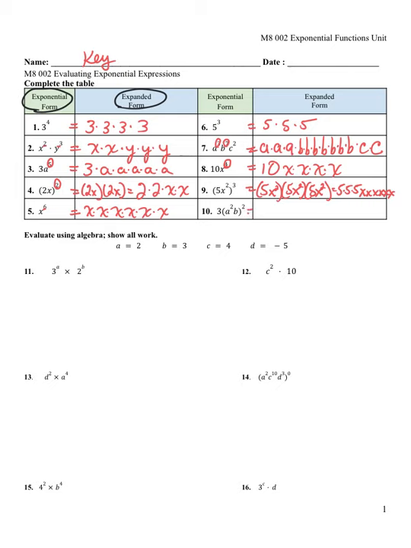Tight squeeze there. Okay, so the 3 is outside the parentheses. So I'm going to begin my expanding by writing what's inside the parentheses twice. Then I'm going to put them side by side, 4 a's and 2 b's.